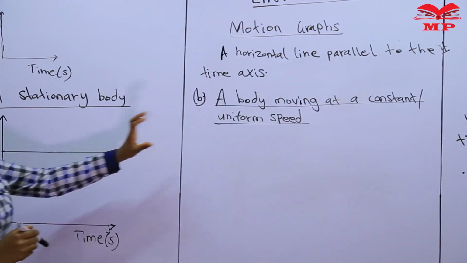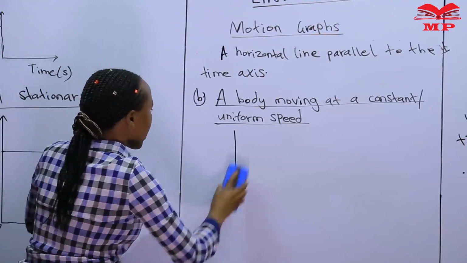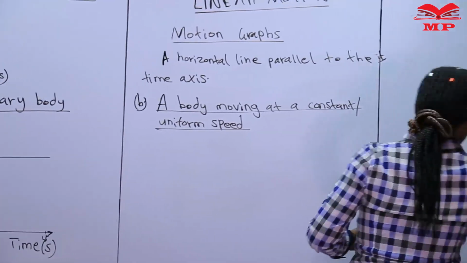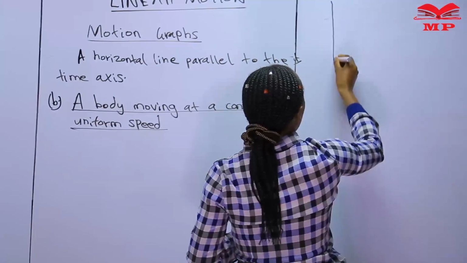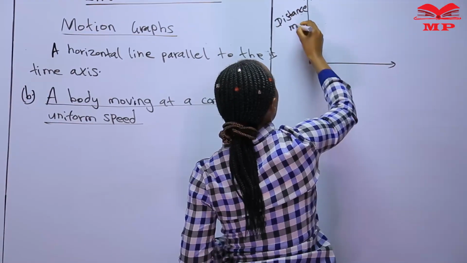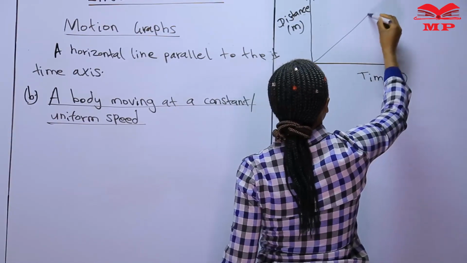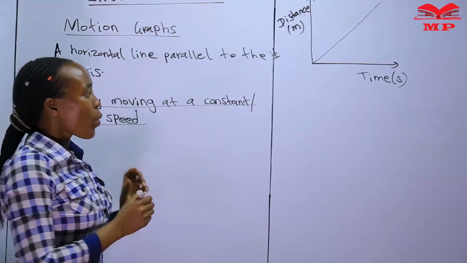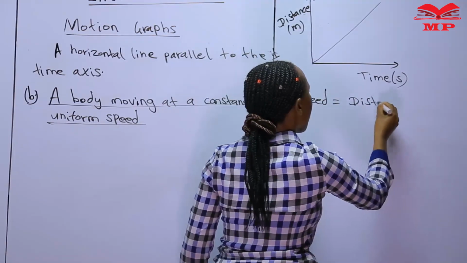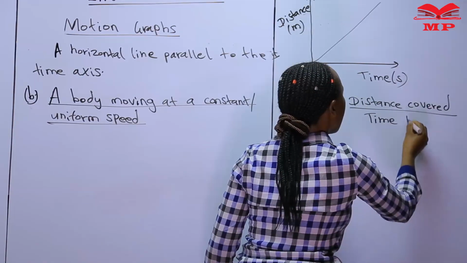Before I explain about this body, you need to understand that for any distance time graph, if we have our distance here on the y-axis, distance in meters, then the time here in seconds, and we have a straight line of that sort, you should always note that the speed is given by the distance covered per unit time, per the time taken.